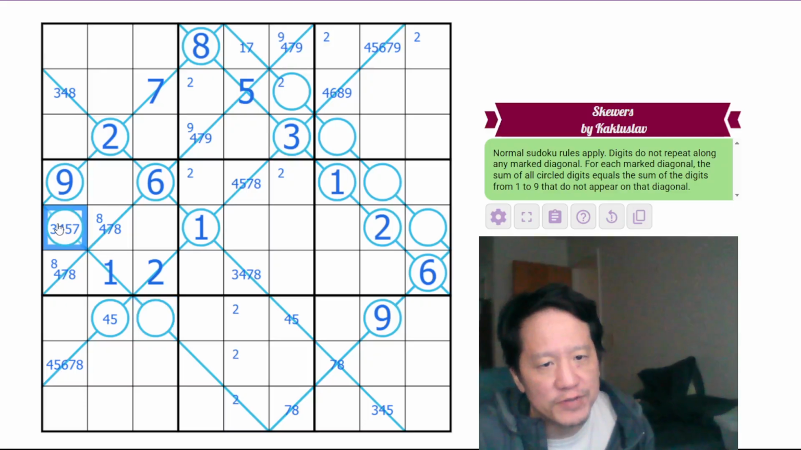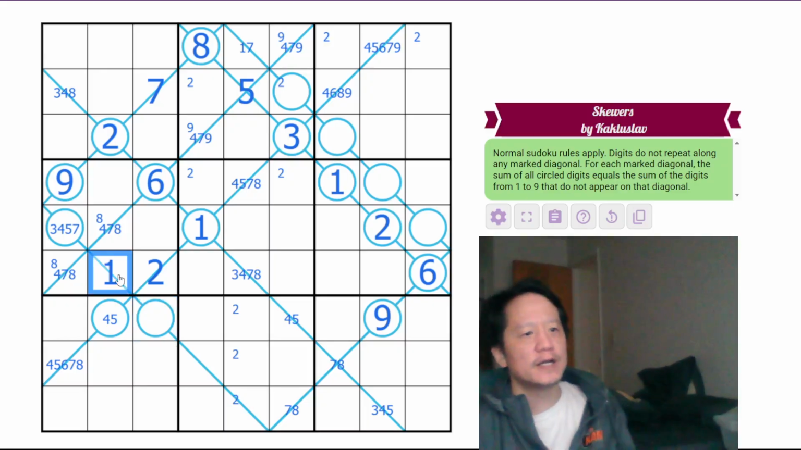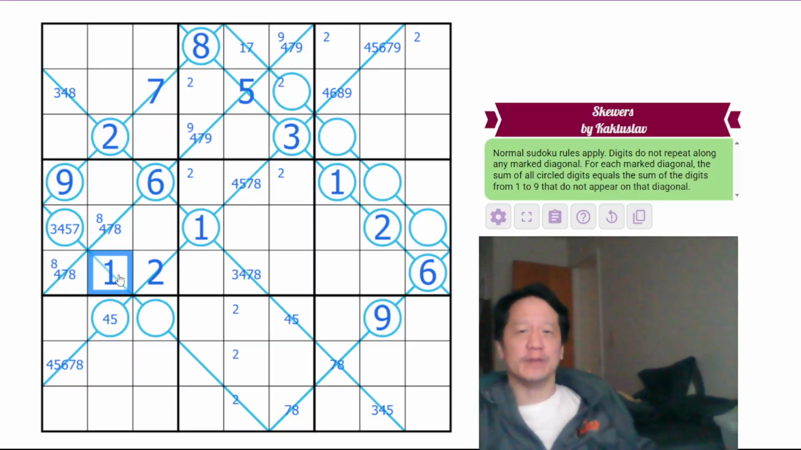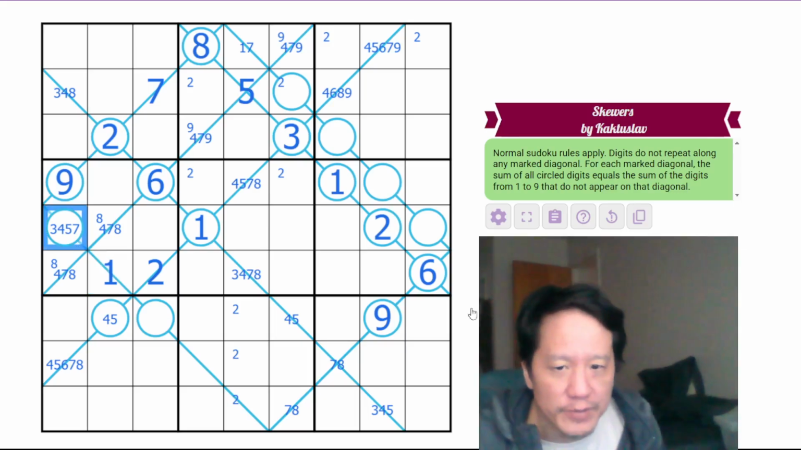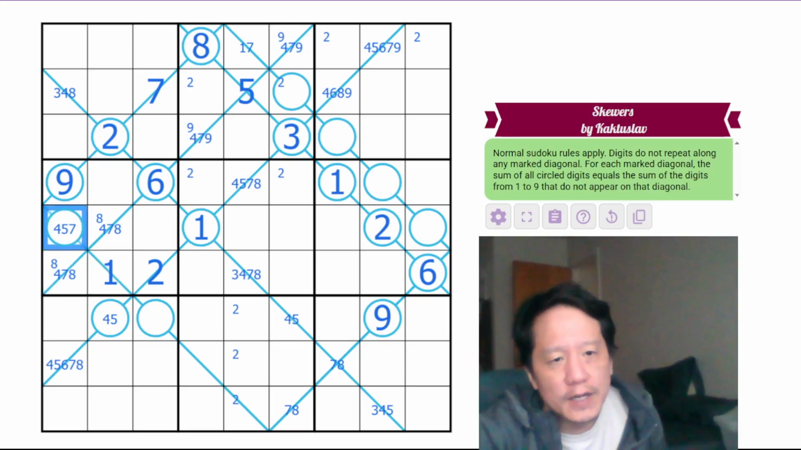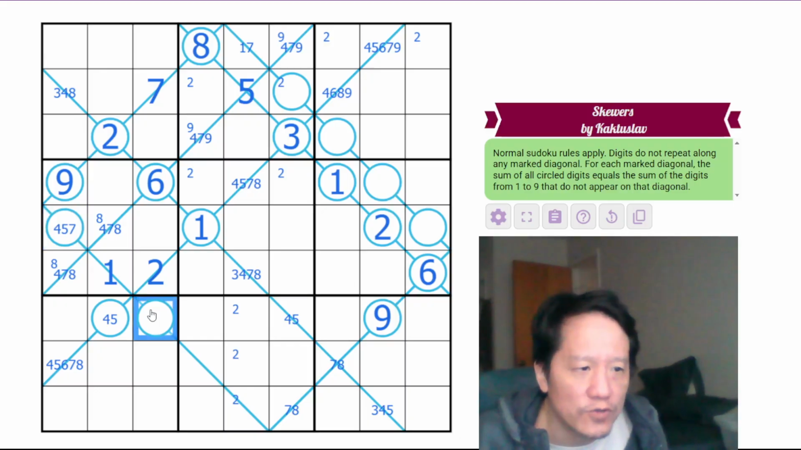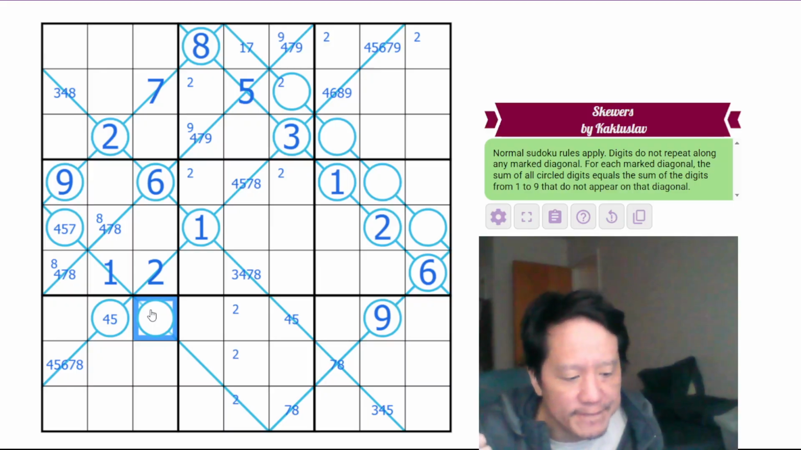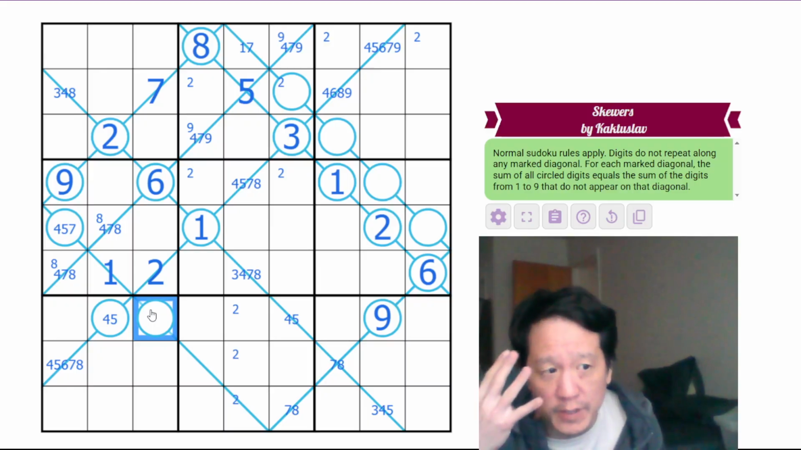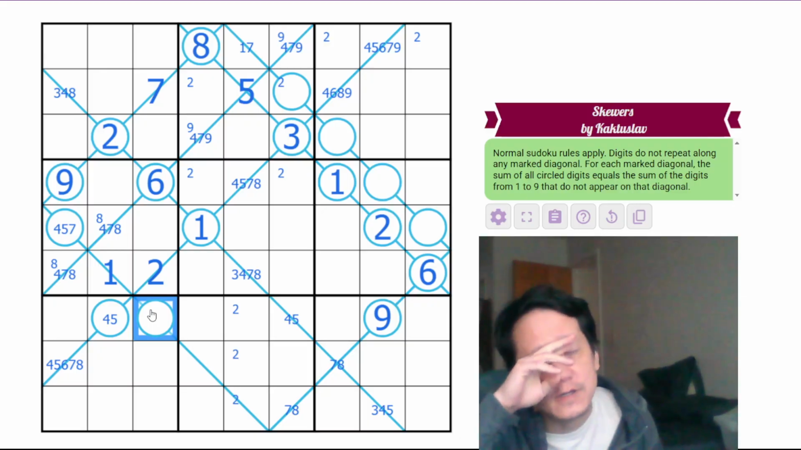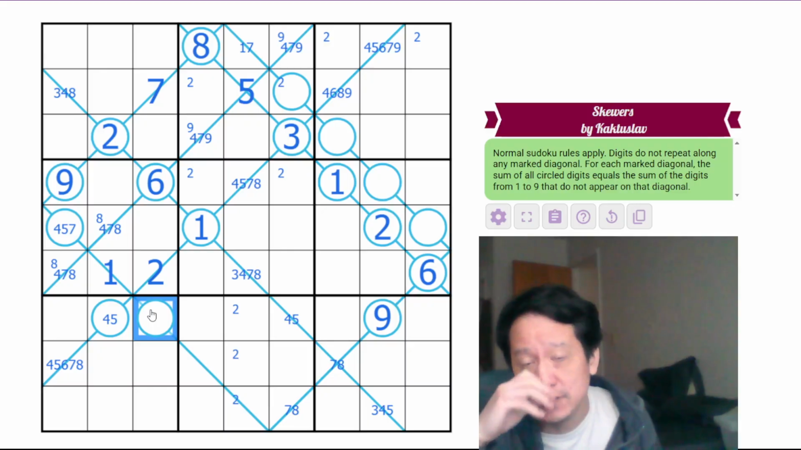Can this ever be 3? 3 plus at most 8 cannot add up to 2, 4, 5, 6 at minimum. So this cannot be 3 here. Can this be 4? 4 and at most 8 is 12. 2, 3, 5, 6, which is the minimum of digits not on the line, would be 2, 3, 5, 6.